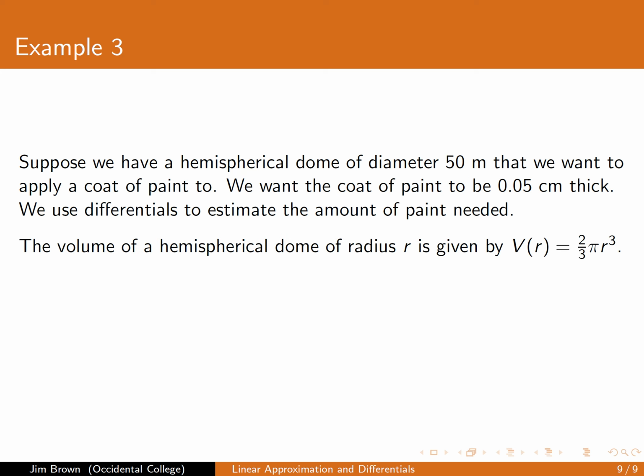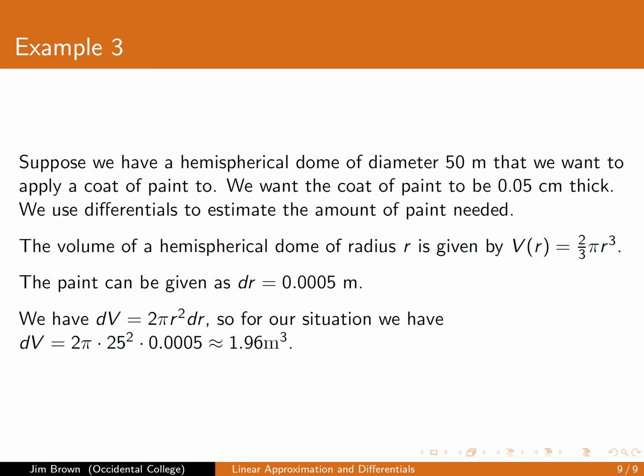So the volume of a hemispherical dome of radius r is given by V of r, which is 2/3 pi r cubed. Notice the volume of a sphere would be 4/3 pi r cubed, so we've taken half of that to get the volume of the hemisphere. And now what we want to think is, well, when we apply a coat of paint 0.05 centimeters thick, we're changing the volume by a little bit. So we can say the dr, we've changed r by, we have to change the 0.05 centimeters to meters, and then it's 0.0005 meters.